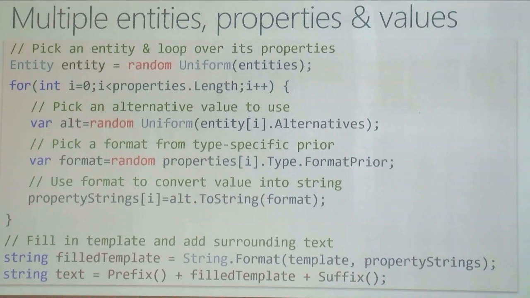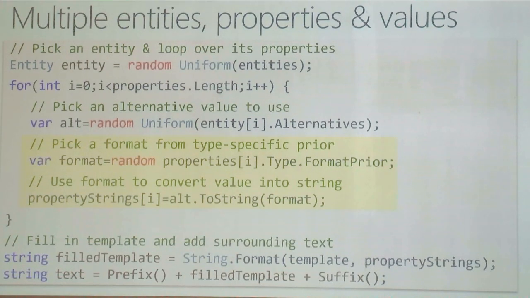Right, so we looked at a very simple example. Now we can look at a more realistic probabilistic program, and this is part of the Alexandria probabilistic program. Here we have an entity random variable, which is drawn from a distribution over entities. Let's assume for now we have a schema, so we have a bunch of properties represented by the schema. We can pick a value from a set of conflicting values. We can pick a format that now comes from a prior that is dependent on the property type. And then we can apply that format to get property strings.